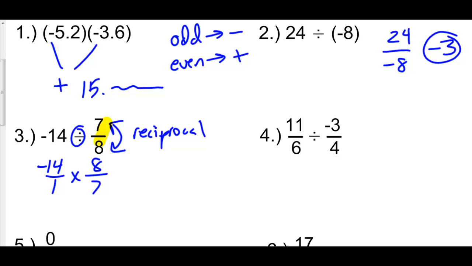So now, when we look at this, how can we combine it? Now you could go 14 times 8, put it on top, and then 7 on the bottom. But I like to reduce when I can. So 7 goes into 14 2 times and into 7 1 time. It's always easy to reduce early. So 2 times 8 is -16. And then 1 on the bottom, so -16 is your answer.